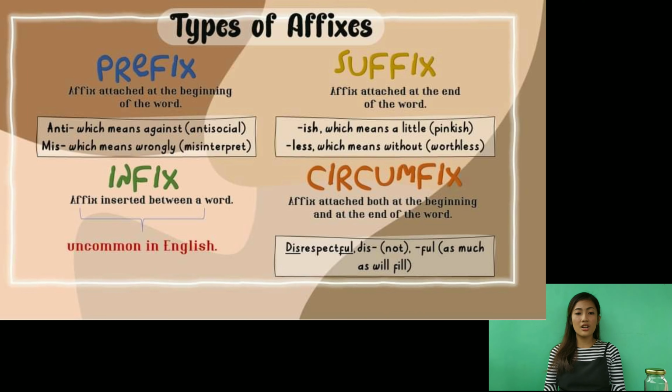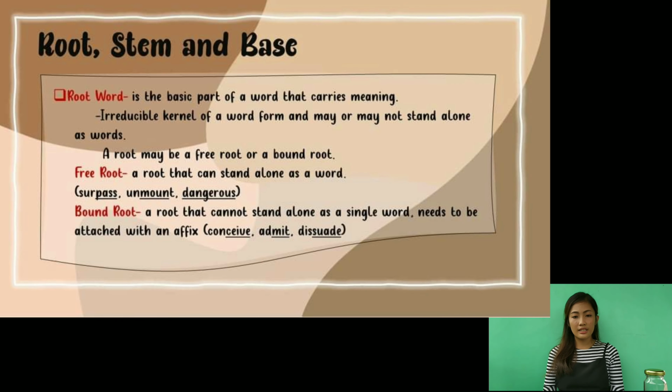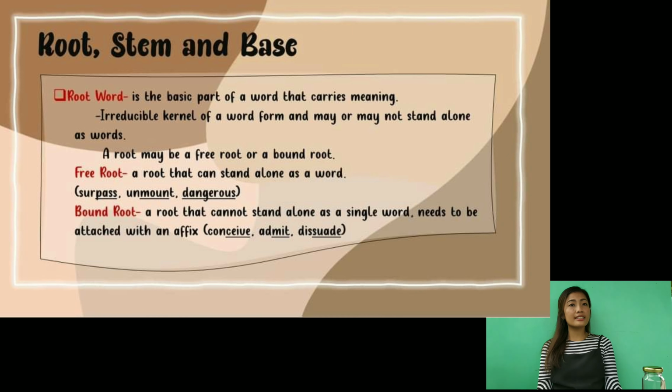Next, we have the circumfix. So this type of affix is attached both at the beginning and at the end of the word. Example is disrespectful. So dis, which means not, and ful, which means as much or as will fill, are the affixes in the word.